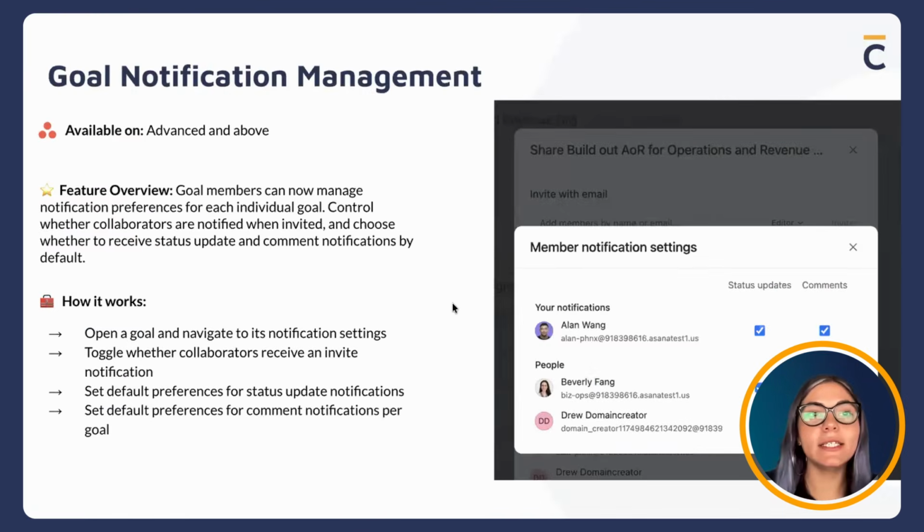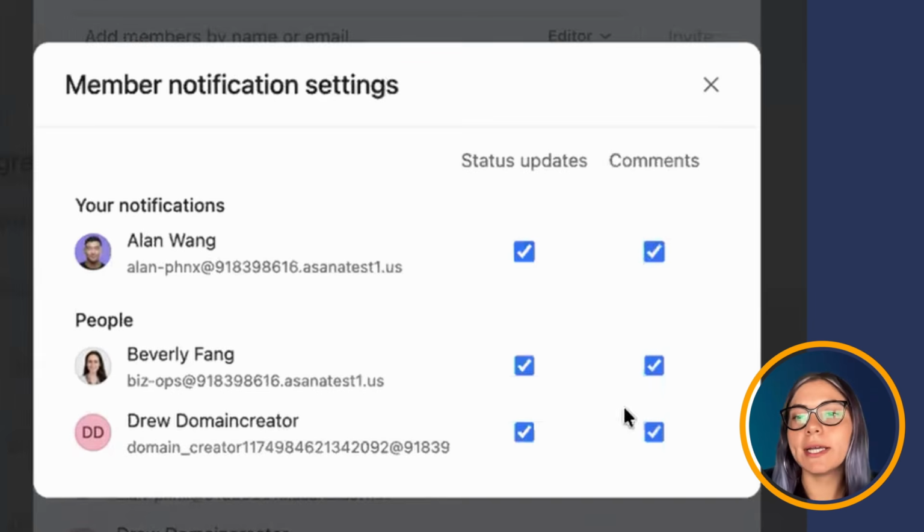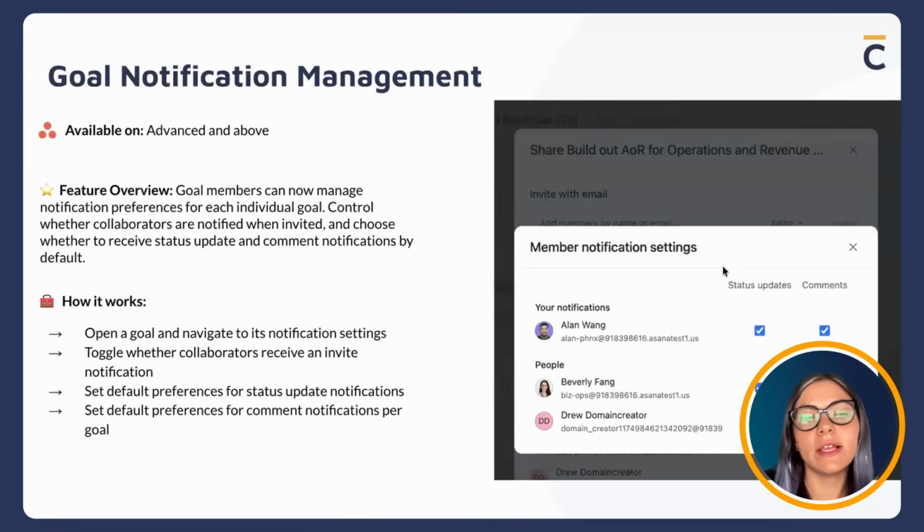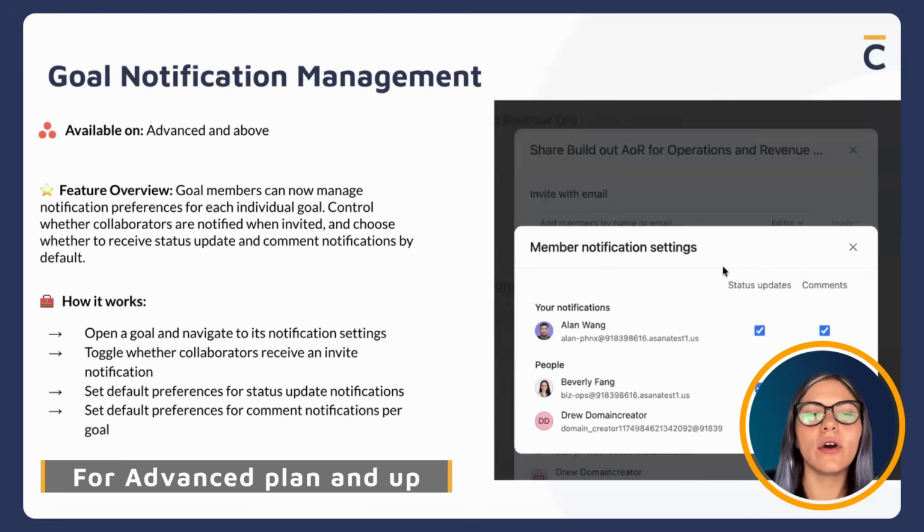Our next one is goal notification management. So this is specifically for goal members and goal admins. Now you can decide who is going to get status updates and comments, if all your members, or specifically for the different members, you are able to do that as well. So that's available again for Advanced and above plans.